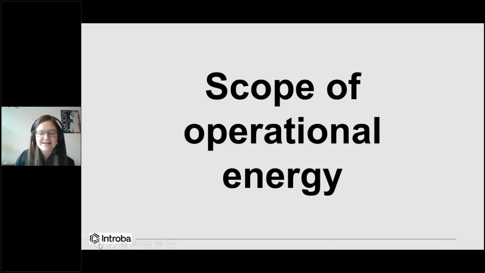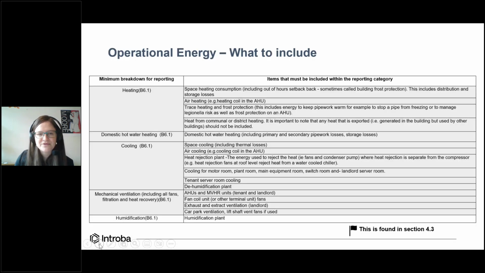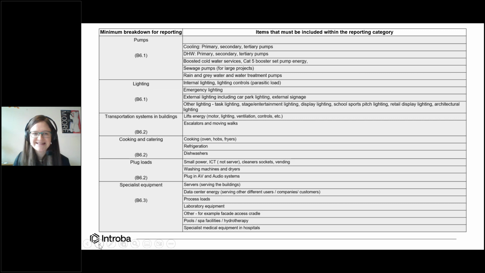There's now clearer guidance on the scope of operational energy, so we can be really clear about what needs to be included. There's a minimum breakdown of reporting, and then clarity on the scope of what needs to be included within that breakdown. You can find that in section 4.3. I won't go through it now, but it's all there, which I think is really helpful because it means everybody knows what's meant to be included in that operational energy piece of the whole life carbon assessment.